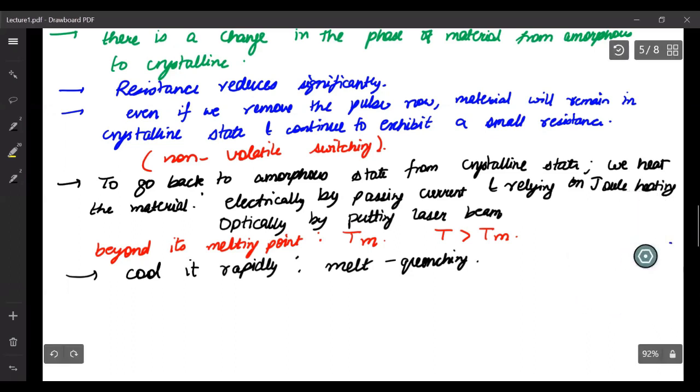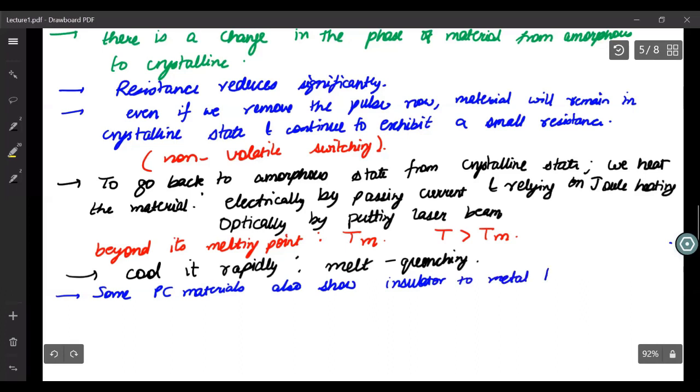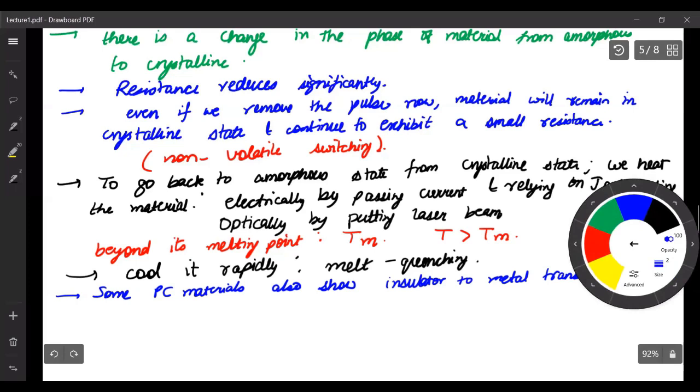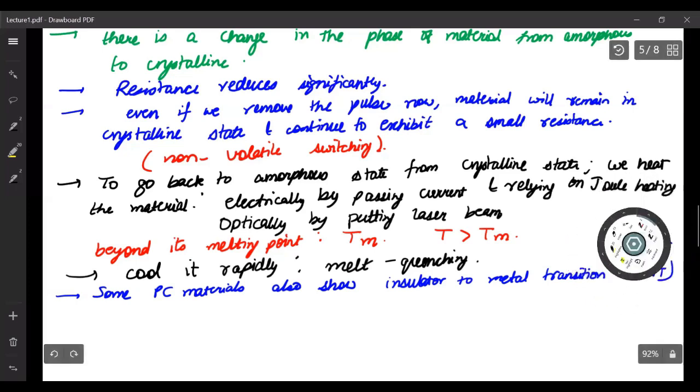Now some phase change materials show another very interesting property. So let me write that. Some phase change materials also show insulator to metal transition. It is called IMT, insulator to metal transition. And how do we know that it's in the insulator phase or metal phase, or how do we even classify these materials in insulator or metal phase? So let me explain that as well.